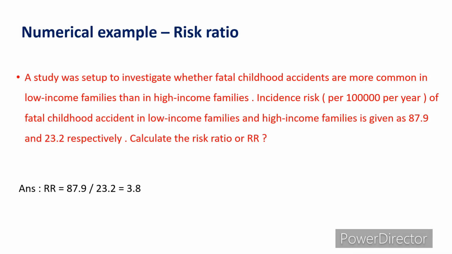Now let's look into the example of risk ratio. A study was set up to investigate whether fatal childhood accidents are more common in low-income families than in high-income families. Incidence risk per 100,000 per year of fatal childhood accident in low-income families and high-income families is given as 87.9 and 23.2 respectively. Calculate the risk ratio or RR. So they gave us the incidence risk in exposed and non-exposed. So you simply substitute that in the formula. That is, the incidence risk in exposed is 87.9 divided by incidence risk in unexposed, that is 23.2. So the answer is 3.8.